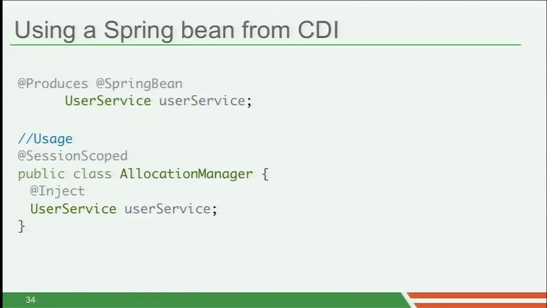Now the interesting part here is that the allocation manager has no idea where the user service is coming from. It might as well be a standard CDI bean or not. It doesn't care. It's completely separated, completely oblivious of that.